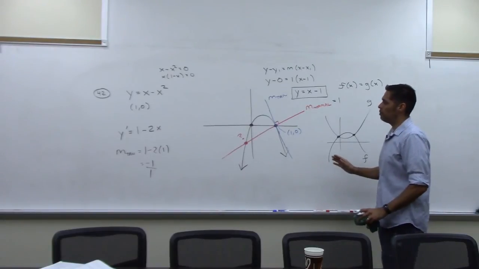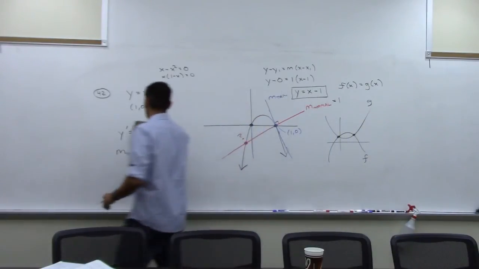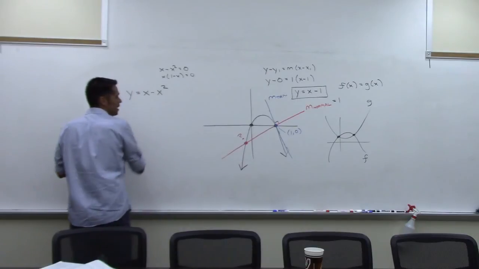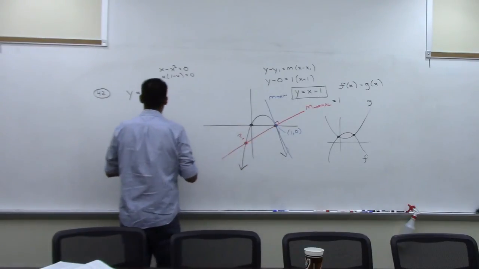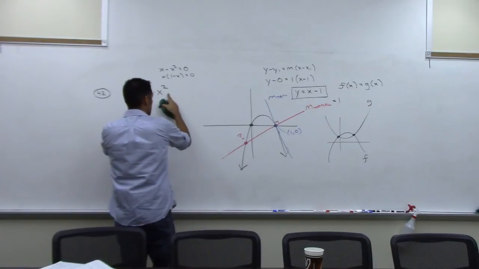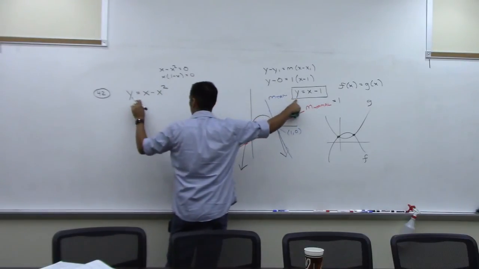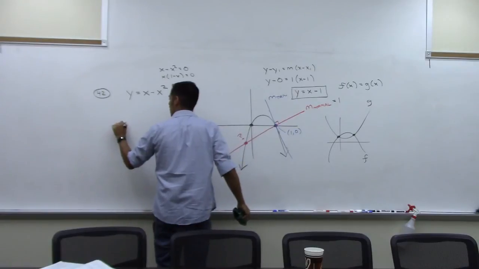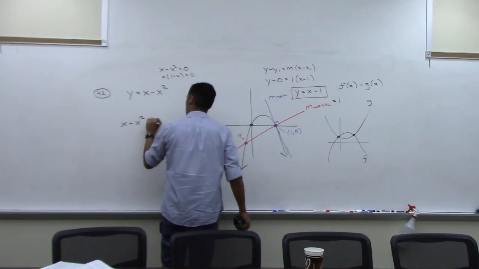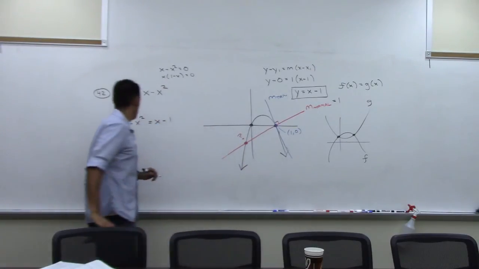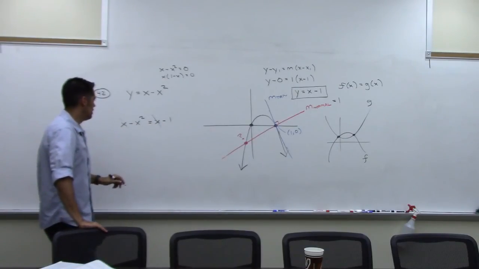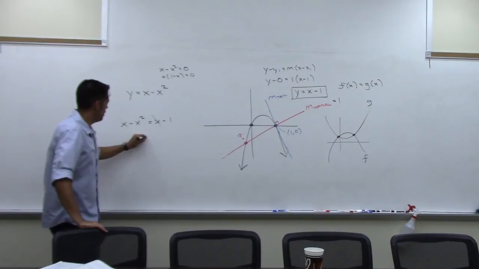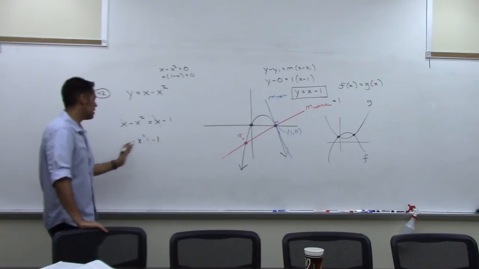Now, where does it hit the parabola? Well, I know for sure it hits it here, right? I already knew that, but I need to find the second one. So I'm going to take this equation right here and set it equal to that one. Since they're both equal to y, set them equal. So x minus x squared must equal x minus 1. And this is going to be pretty nice. The x's cancel on both sides, and I get negative x squared equals negative 1. I'll divide both sides by negative 1.